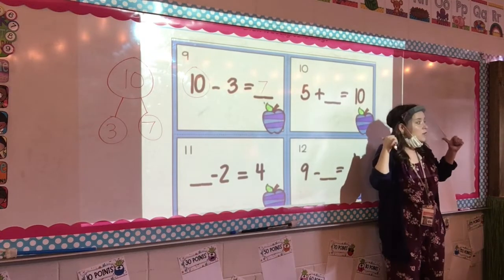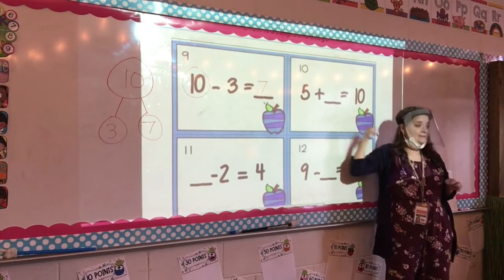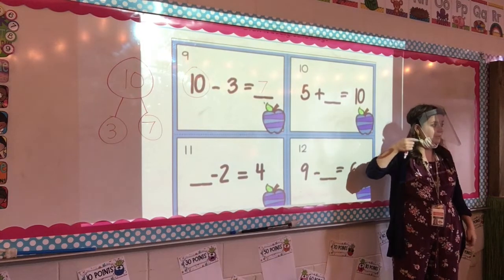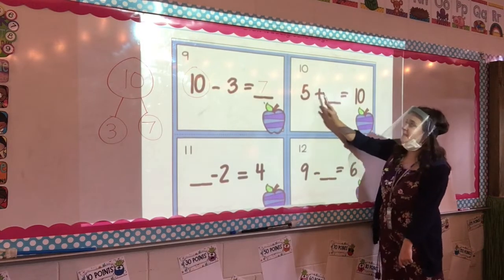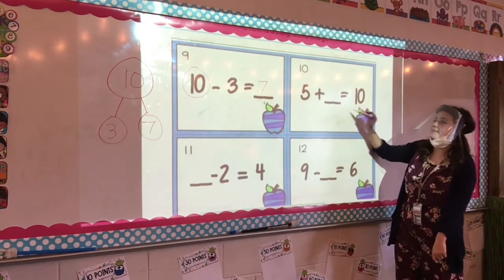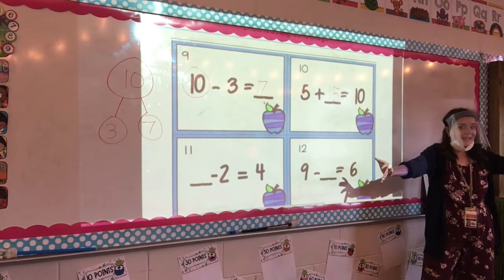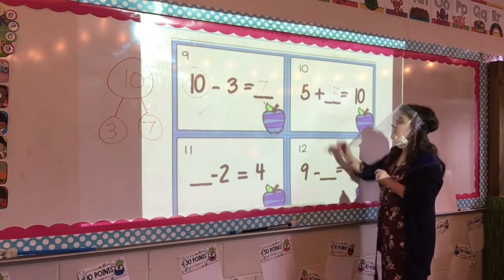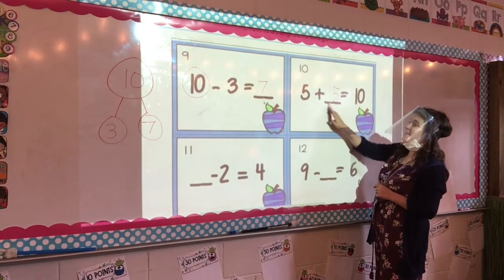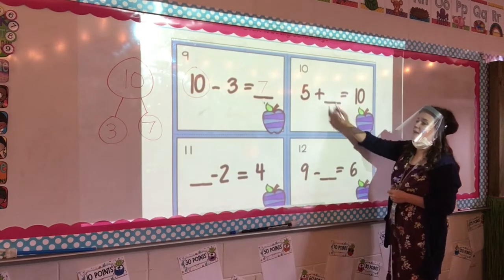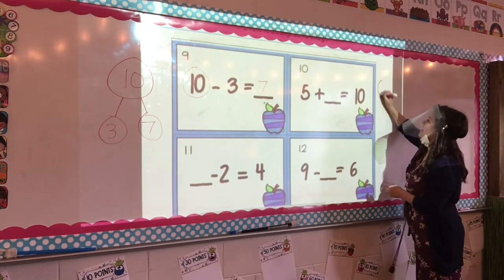Now, if I go too fast on something like this, you know what's really easy to do? It's to see 5 plus 10 and think, oh, 15. But that is not what it's saying. Look closely. 5 plus something equals 10. Now, this might be a good time to bring out my number bond.